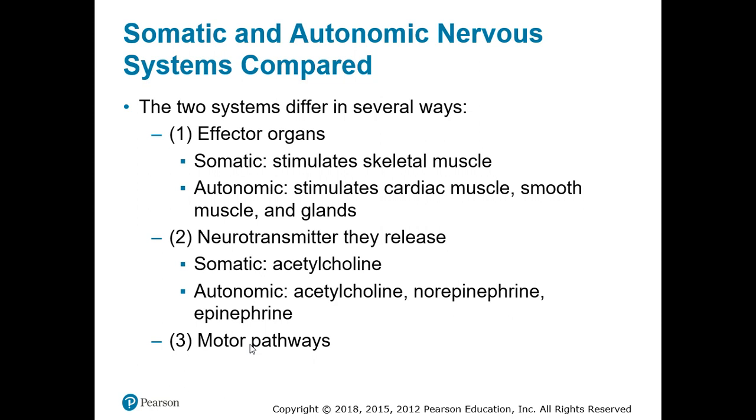If we're talking in terms of neurotransmitters, the somatic is going to release acetylcholine, which is what we learned about in chapter 5 when we learned about the muscular system. Acetylcholine was our neurotransmitter that went across a synaptic cleft. And then our autonomic actually has other neurotransmitters besides acetylcholine, and it includes norepinephrine and epinephrine.